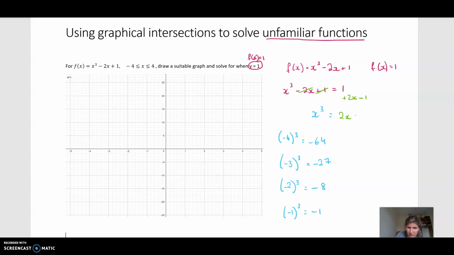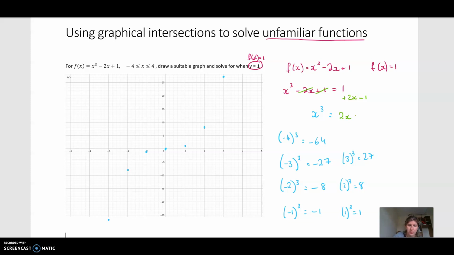Okay, so I'm just going to plot some of these on here. So -3 and -27, that's me down there. -2 and -8 up here. -1 and -1 there. Now we're going to go through 0, 0, because 0 cubed is 0. And then we're going to go with the positive values. So 1 cubed is 1. 2 cubed is positive 8. 3 cubed is positive 27. And we're not going to put 4 cubed on there because it doesn't fit.